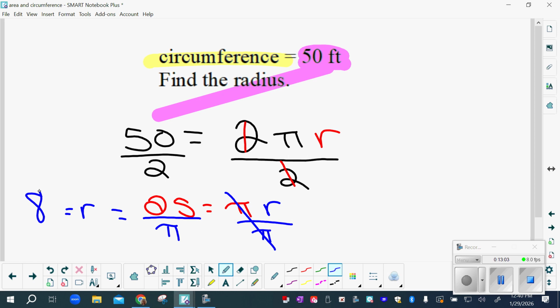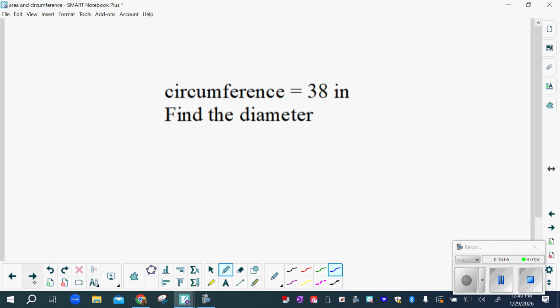Okay. Right. I want you guys to try one. Here we go. But don't do this. Don't do this. Find the radius. Okay, everyone's on their own. Same problem. On your own.